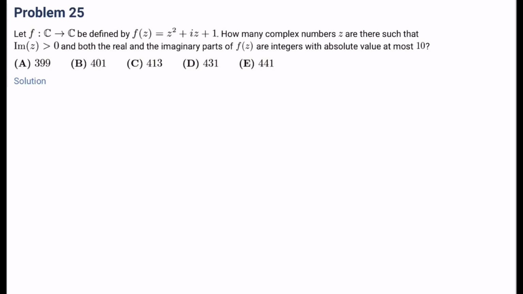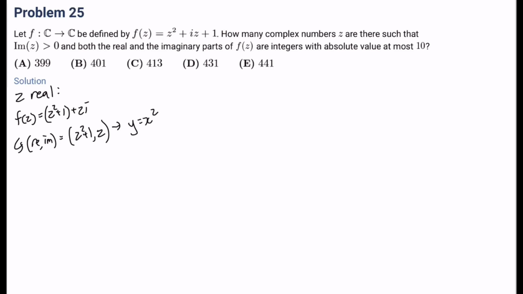Okay, so first of all, let's think about when z is a real number. When z is real, this is going to be the real part, and this is going to be the imaginary part. So f(z) is going to be z squared plus 1 plus zi. So with real and imaginary parts, this is going to be (z squared plus 1, z). We can think of this as an x, y coordinate, so this is basically the graph of x equals y squared plus 1.